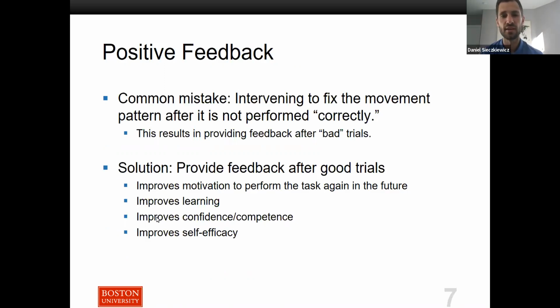So let's start with providing positive feedback. A common mistake we make is intervening to fix the movement pattern after it's not performed correctly. And what this results in is us providing feedback to the learner after bad trials. The optimal theory suggests that we provide feedback after good trials. And this is shown to improve motivation to perform the task again in the future, improves learning, improves confidence and competence of the learner, and also improves the learner's self-efficacy.